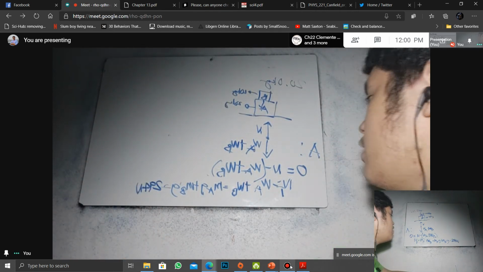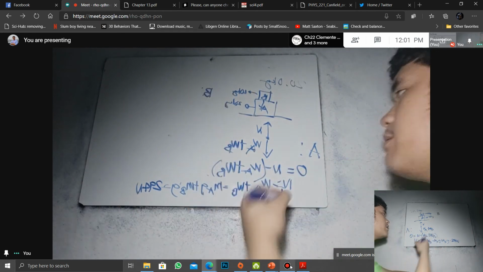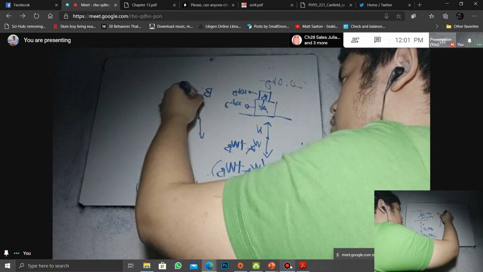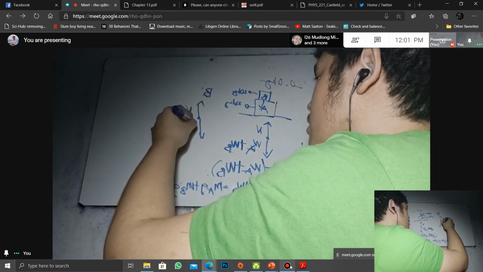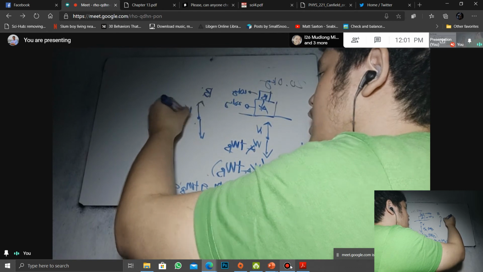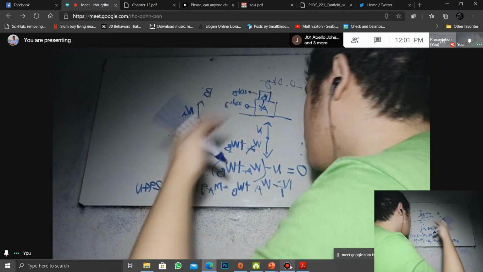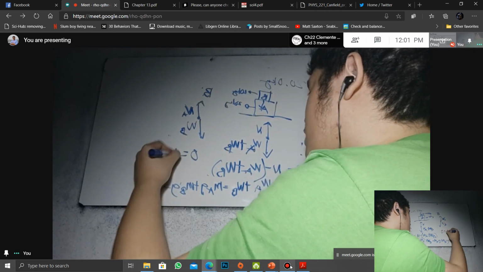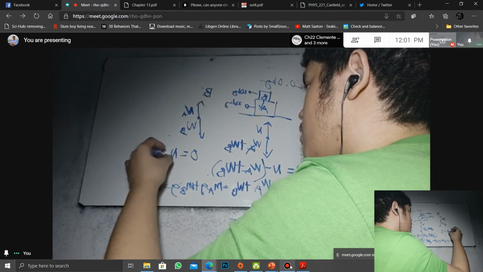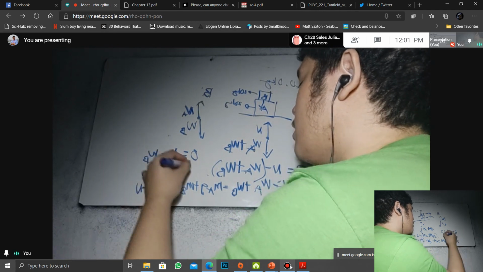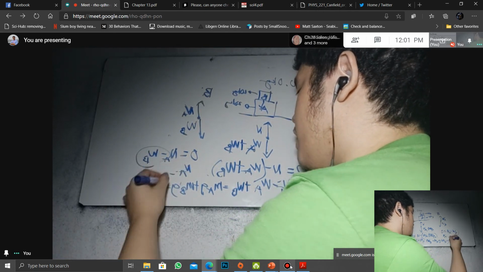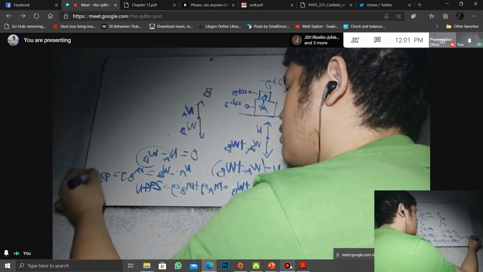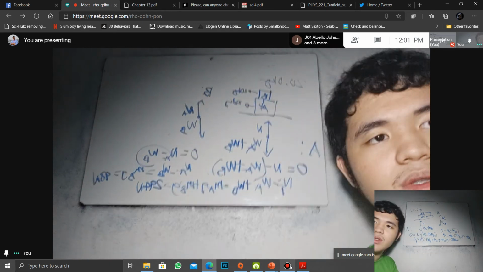Next, for letter B, mass B. The free body diagram is this. N and NA, the normal force of A, and the weight of B. The sum of forces is also equal to 0. So, the normal force due to A is just equal to the weight of B, which is MBG, or 98 newtons.